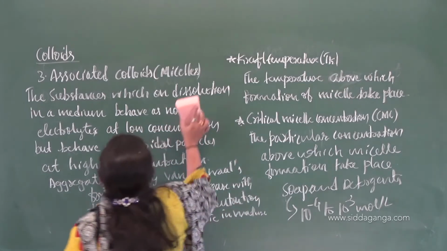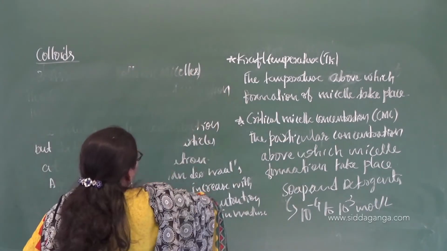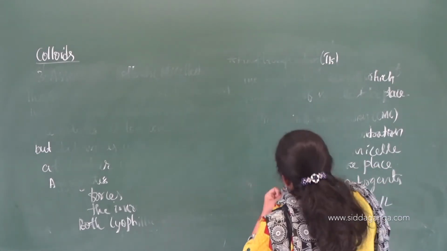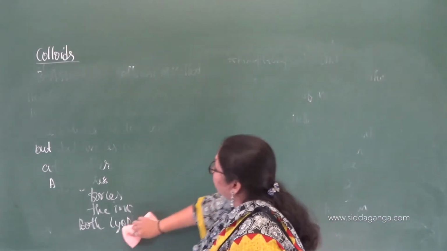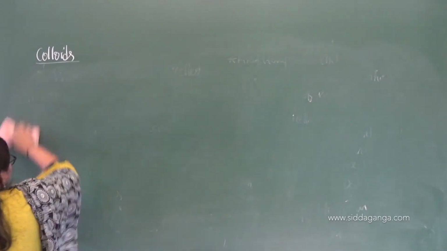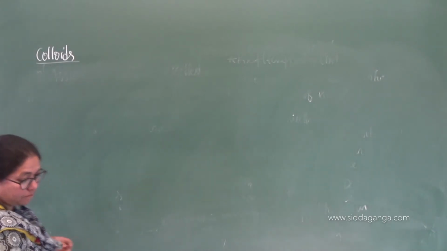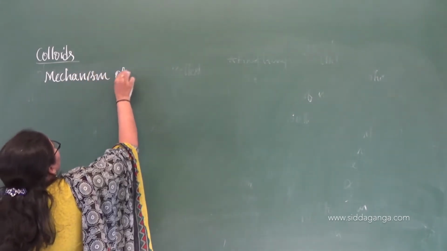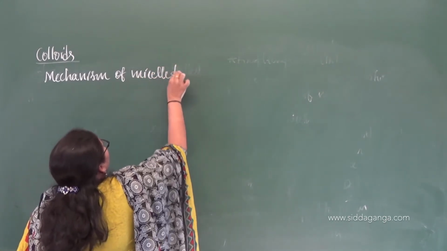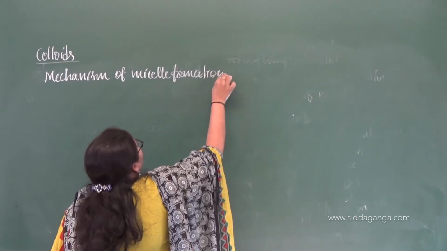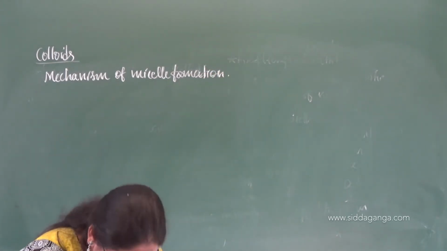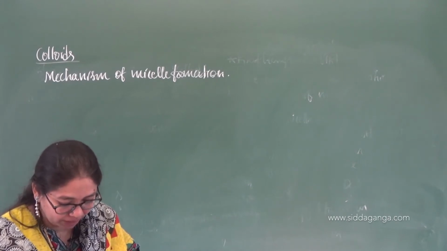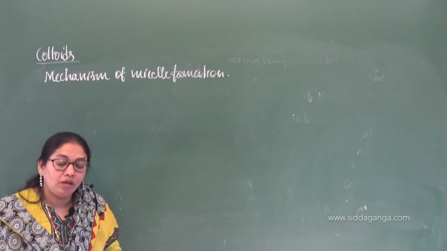Okay, so they are clusters of aggregated particles. Next, you can have the mechanism of micelle formation, how this micelle will form. That is a very important and very beautiful concept. Mechanism of micelle formation. Okay, so as you all know, micelles are aggregations of particles which are formed by aggregation of several ions or molecules of both lyophilic and lyophobic parts.